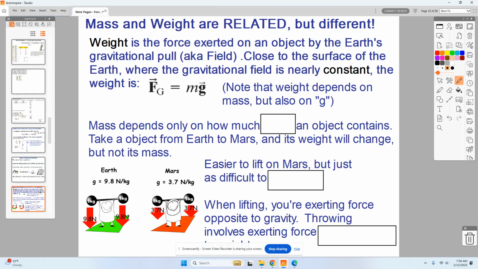Mass depends only on how much stuff an object has. Mass depends only on how much stuff is in that object. It's a collection of atoms, if you will. And so mass doesn't change. When I take that object from here to the moon, its mass should be the same, but its weight would change. And that has to do with the fact that the moon's gravity is different than our gravity.